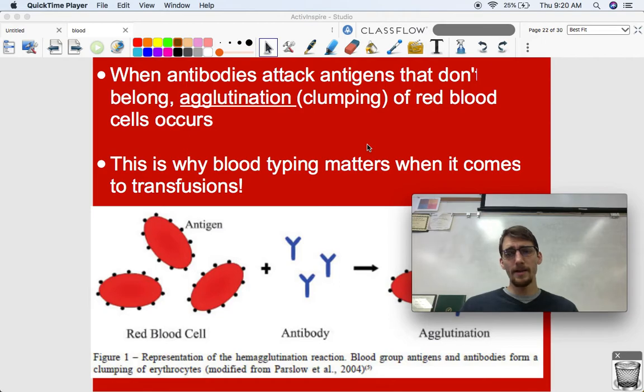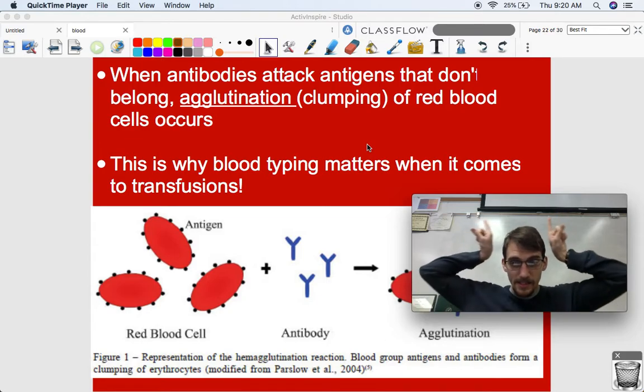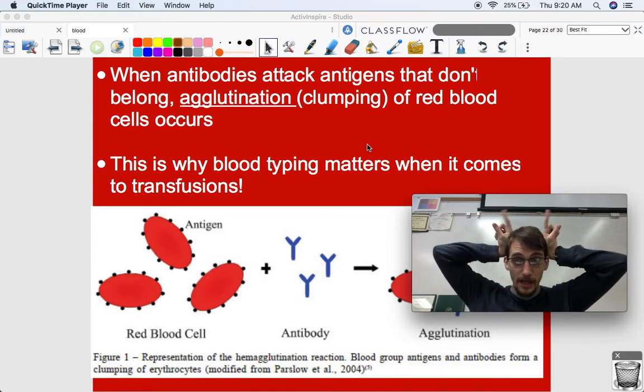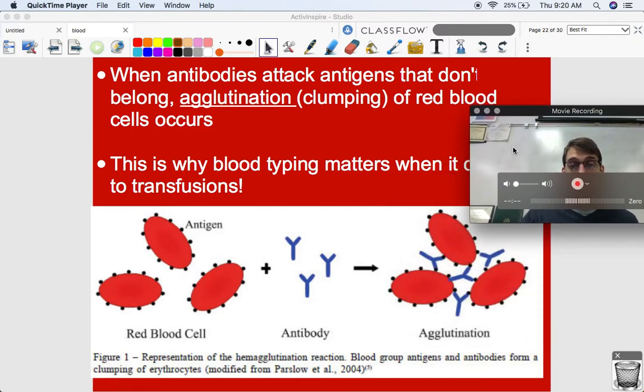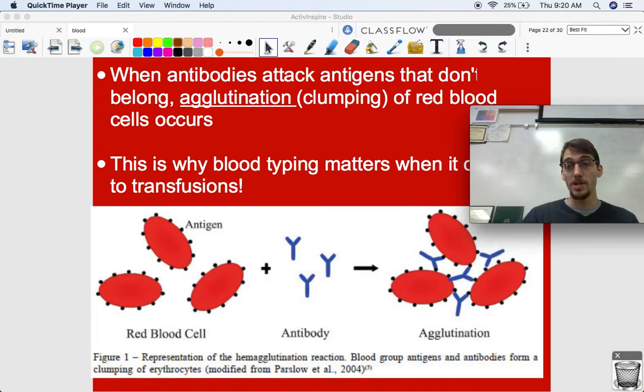And this is what I mean by you're going to die when you get the wrong blood type. When antibodies attack antigens that don't belong, those little signals that say, hey, this does not belong in this organism, agglutination, or a clumping of red blood cells, occurs. So these antibodies force these red blood cells to stick together and form clumps and clots, and that will stop your blood flow, and that's really, really serious. You could absolutely die from that.